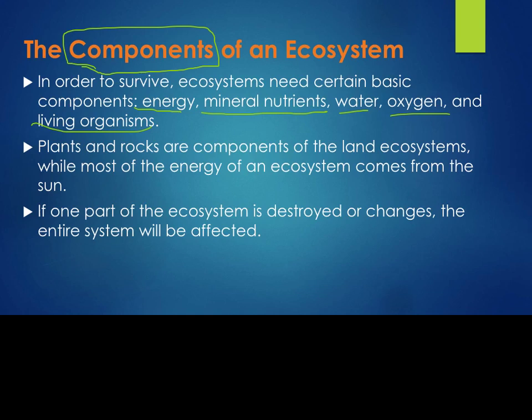And while we're on land, we see a lot of plants and rocks making up components of land ecosystems. And most of the energy comes from the sun. All right, and that energy gets transformed by photosynthesis by the plants. And if something happens to destroy or change one part of the ecosystem, the entire system is affected.